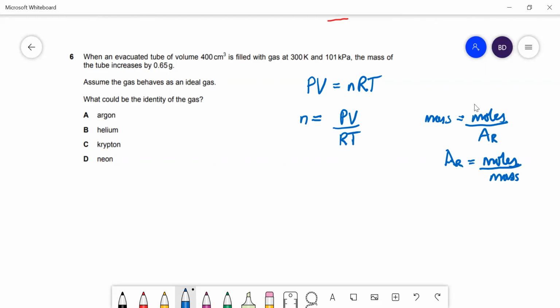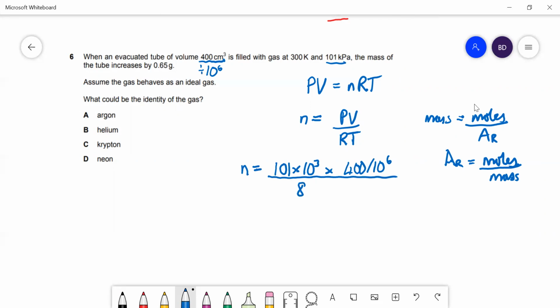Now you have to be careful here with the ideal gas to use the correct units. P, the pressure, has got to be in pascals, not kilopascals. So that's 101 times 10 to the 3 pascals. Volume, really tricky. You've got to make sure that's in meters cubed, not centimeters cubed. So we've got to divide by 1,000,000. There are 1,000,000 cm³ in a m³. So we're going to have 400 over 10 to the 6.